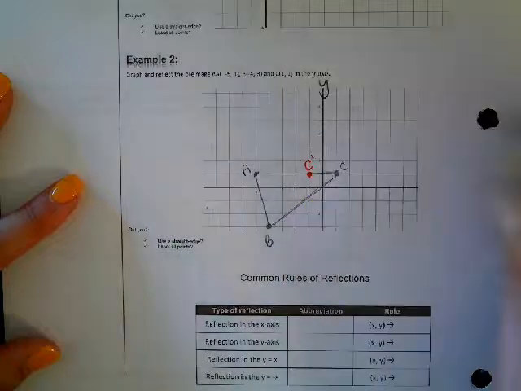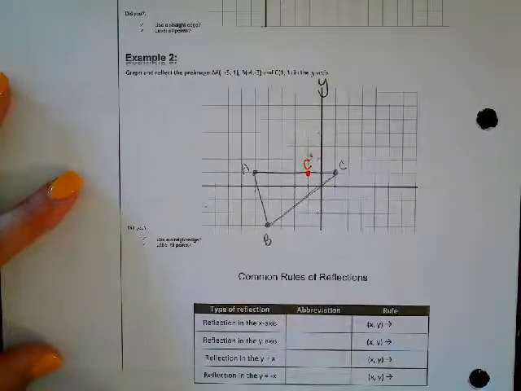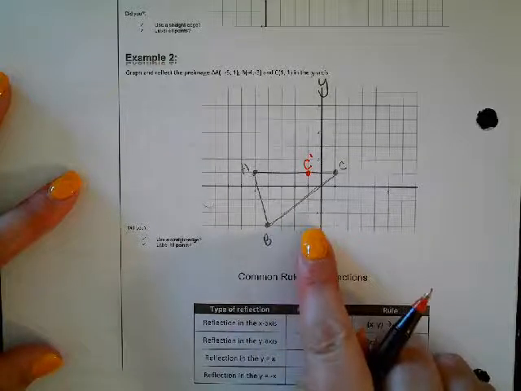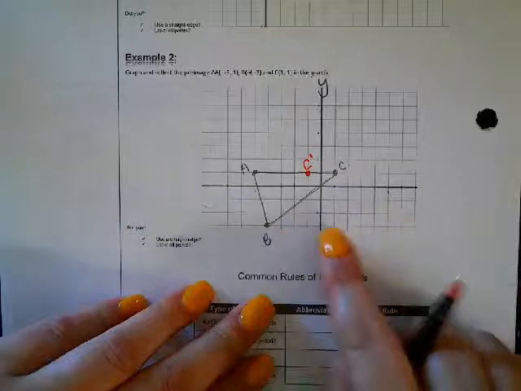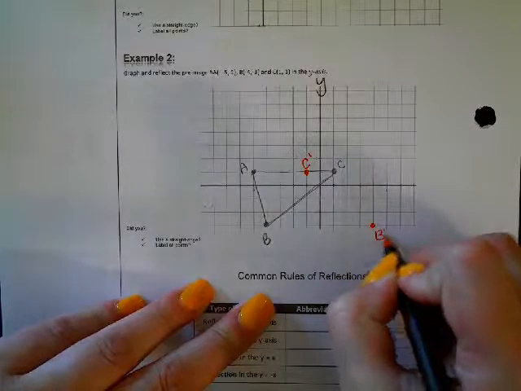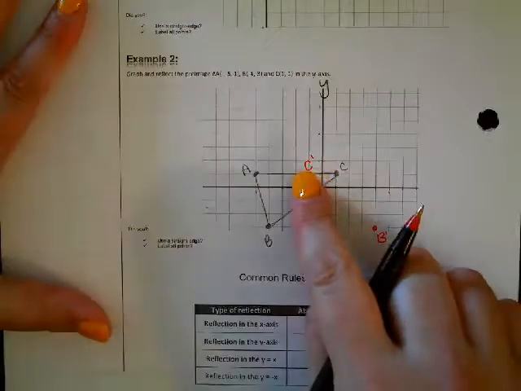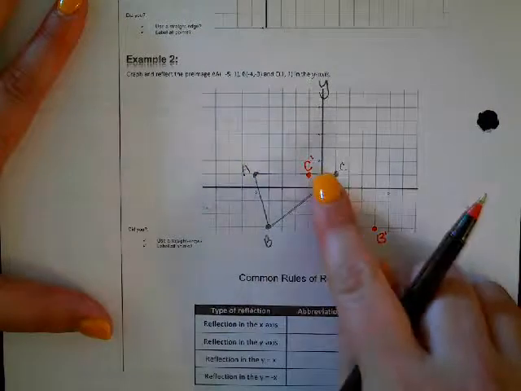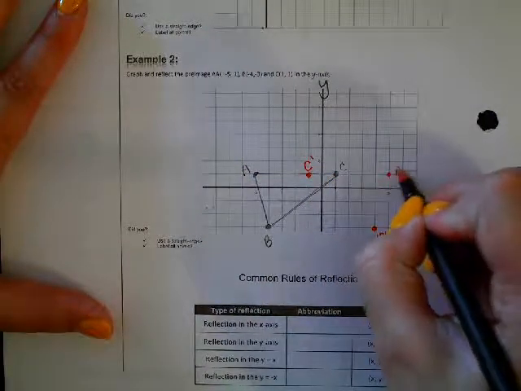How about B? Okay, so 1, 2, 3, 4. 1, 2, 3, 4. There's our B prime. And then how about A? Okay. 1, 2, 3, 4, 5. There's our A prime. And we can go ahead and draw the picture.